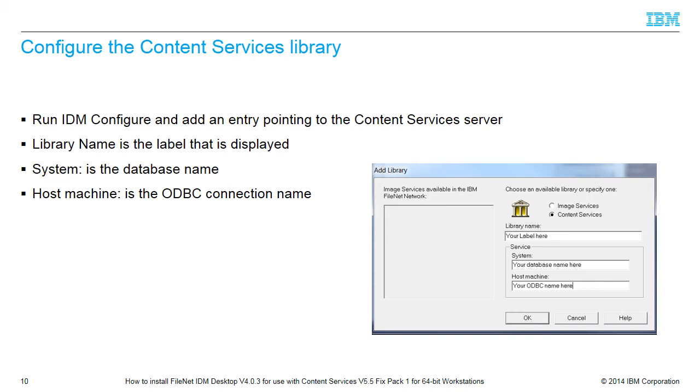Host machine is the ODBC connection name. It is important to note Oracle is case sensitive, so you should use the exact case format for your database name. Host machine is the ODBC connection name you create in the previous slide. You should now be able to connect to Content Services version 5.5.